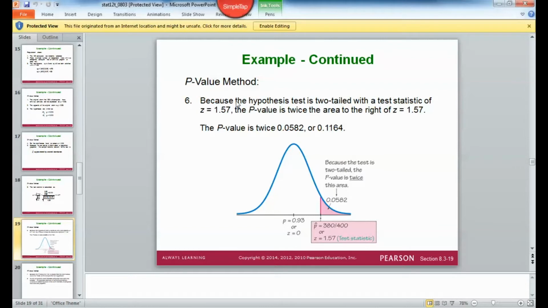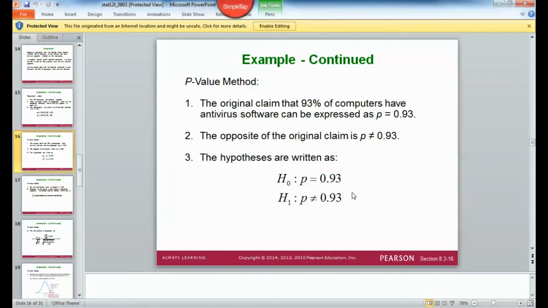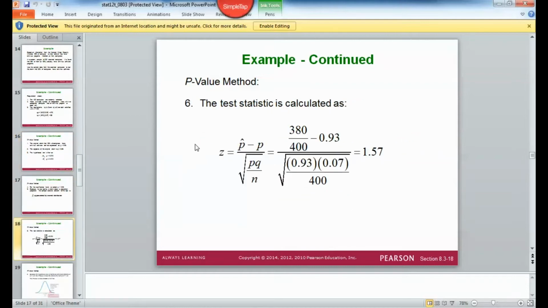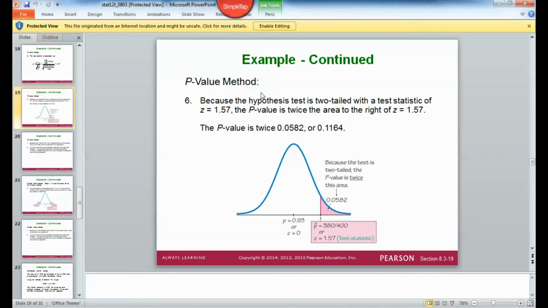Okay, and so this test is two-tailed. Remember, one of the criteria for two-tailed is if the alternate hypothesis has not equal to, and this one does. So it's two-tailed. In that table or chart, if you follow it, that tells you it's going to be twice the area. This is a positive z-score, so this z-score is on the right of the center. So it's going to be twice the area to the right of 1.57. And so z equals 1.57.